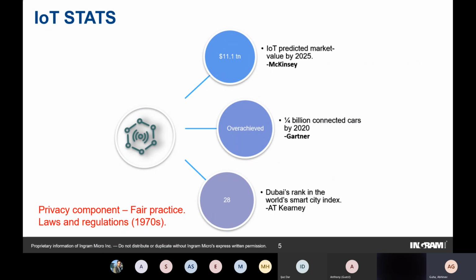And coming to you live from Dubai, so Dubai ranks, as per A.T. Kearney, 28th on the Smart City Index. This may have even moved up a couple of spots with Dubai winning the Expo 2020 deal. There are certain changes to that, of course, given the current situation. However, it's amongst the top, Dubai being the front runner of the Smart Cities initiative.